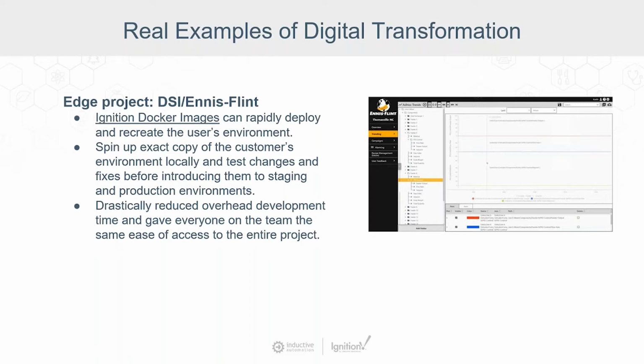And so DSI actually used Docker to create several Ignition images that can rapidly deploy and recreate the whole customer's environment, so that developers can spin up an exact copy of the customer's environment locally and test changes and fixes thoroughly before introducing them into a staging environment and then migrate those to a production environment. And so Docker drastically reduced the overhead development time because it gave everyone on the team the same ease of access to the entire project.